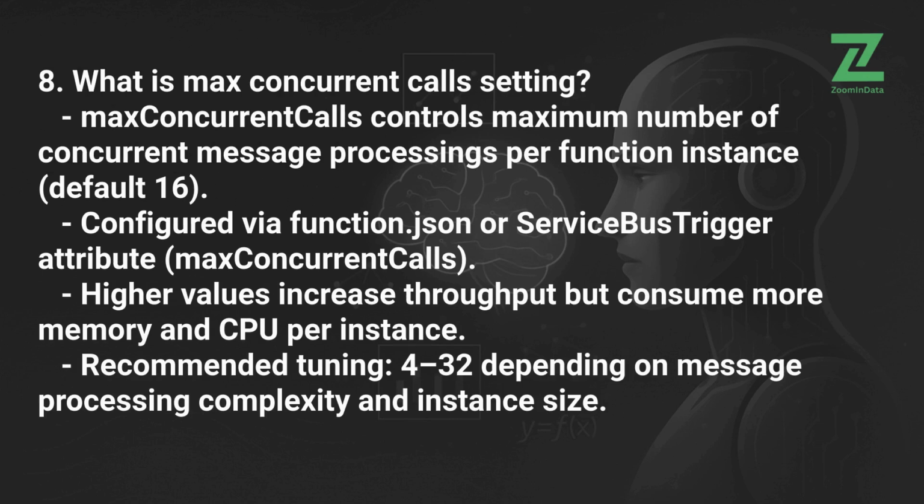8. What is the max concurrent calls setting? Max concurrent calls controls the maximum number of concurrent message processings per function instance, default 16. Configured via host.json or the Service Bus trigger attribute, maxConcurrentCalls. Higher values increase throughput but consume more memory and CPU per instance. Recommended tuning: 4 to 32 depending on message processing complexity and instance size.